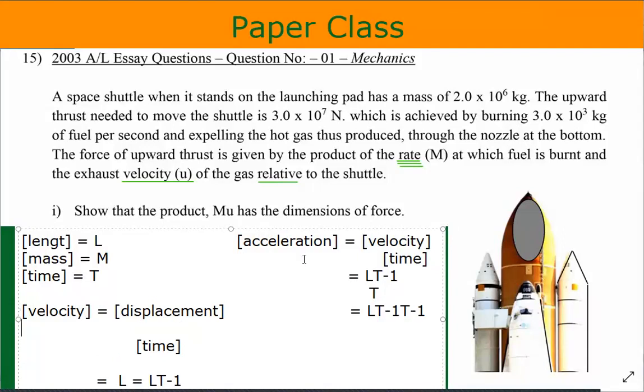So what will be the final answer here? Finally, LT minus 1 into T minus 1. T minus 1 into T minus 1 is T minus, Lamai? T minus 2, sir. Yes, very good. T minus 2. So LT minus 2 is the dimensions of acceleration. We have already learned these things; I just recall your memory.